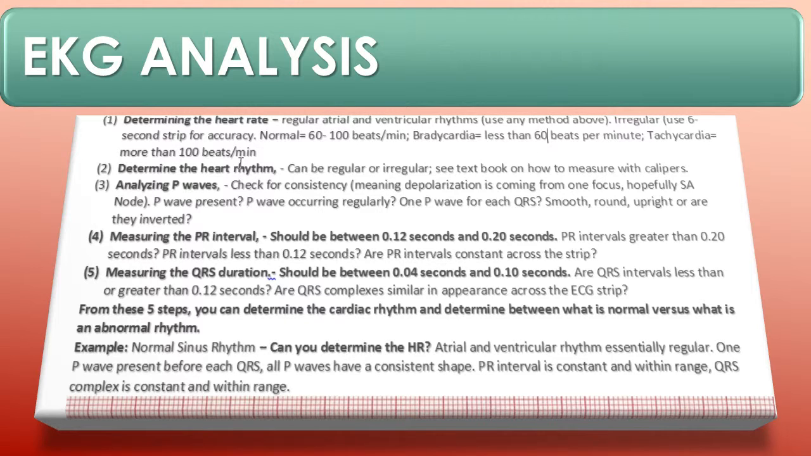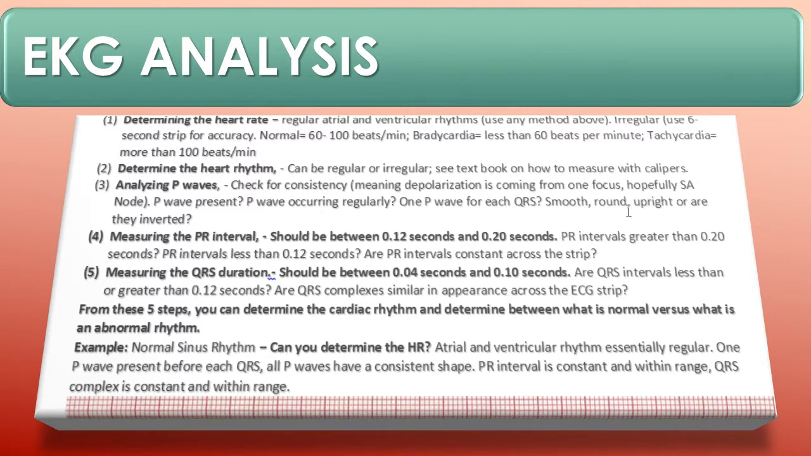The next thing you want to do is determine the heart rhythm. Is it regular or irregular? The textbook shows you how to use calipers to be able to tell that. The next thing you want to do is analyze the P wave. You want to see if the P wave is there. Is it present? Is it occurring regularly? Is there one P wave for each QRS complex? Is it smooth and round? Is it upright, not inverted?